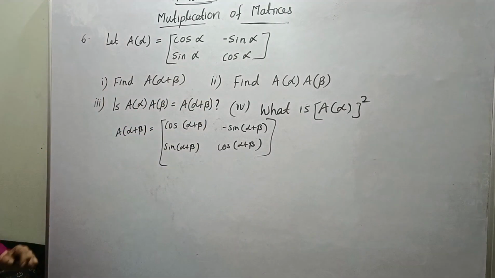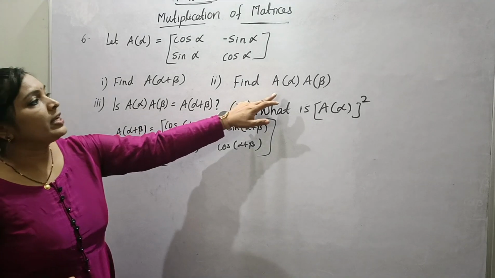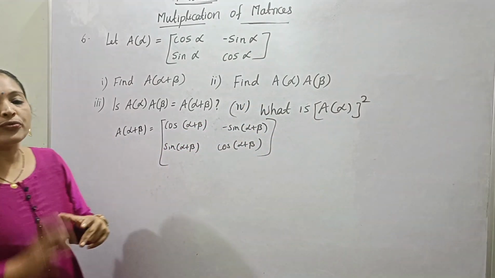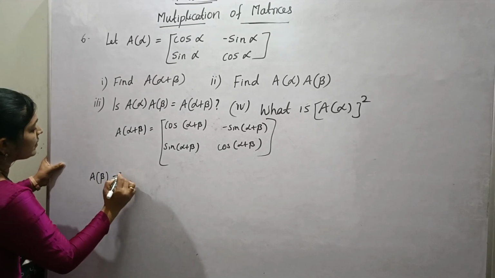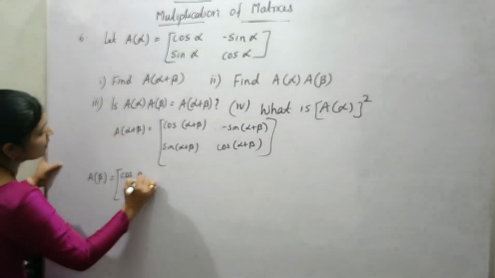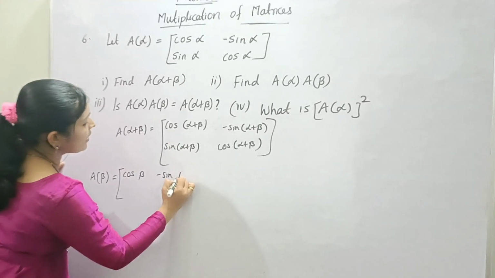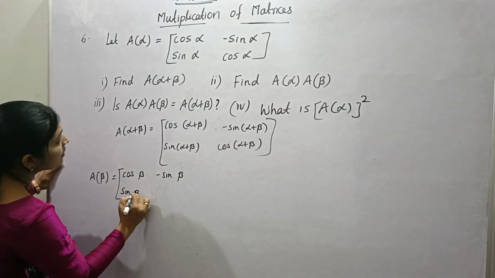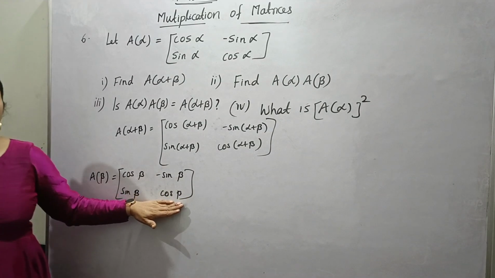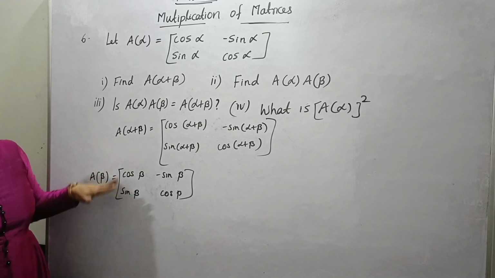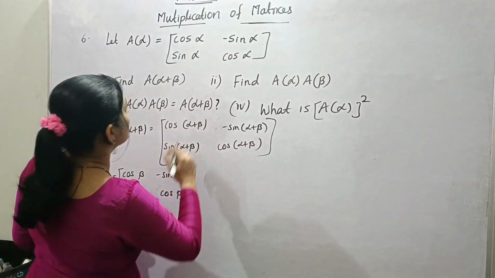Now come to the second question. Find A of alpha into A of beta. Before we can find A of alpha into A of beta, we need to find A of beta. A of beta is cos beta, right? In place of alpha, we should write beta. So cos beta, minus sin beta, sin beta, cos beta. Okay, then here we have got A of beta. Then let's find A of alpha into A of beta, the product of these two matrices.